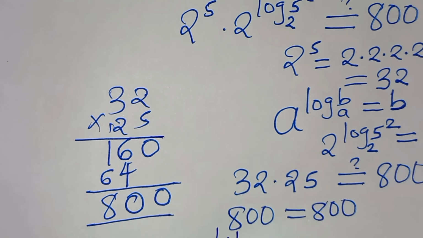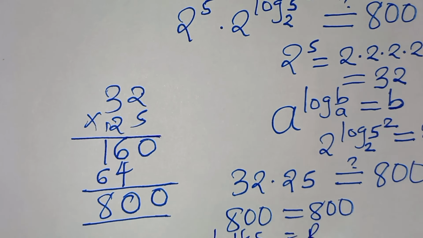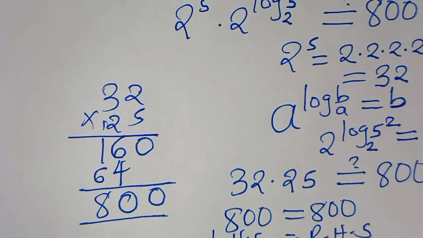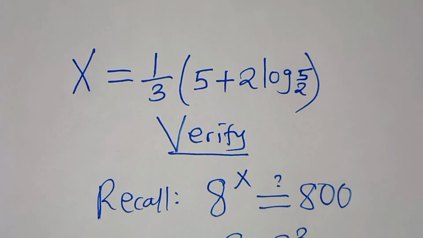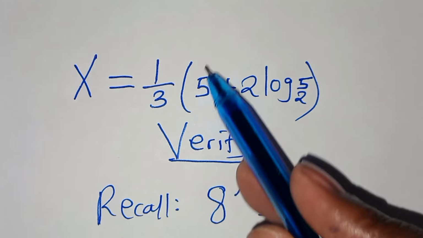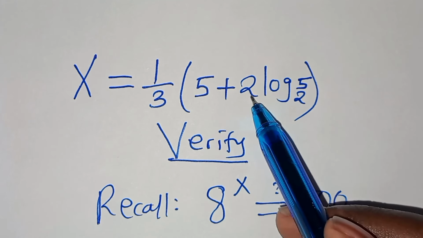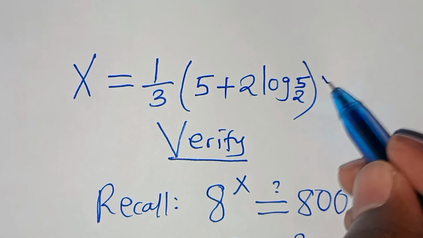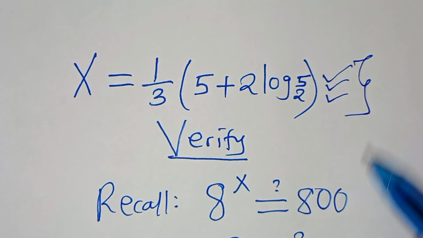So the left hand side is equal to the right hand side. And this confirms that the value of x here, which is 1 over 3 into the parentheses, 5 plus 2 log 5 to base 2, actually satisfies the equation.